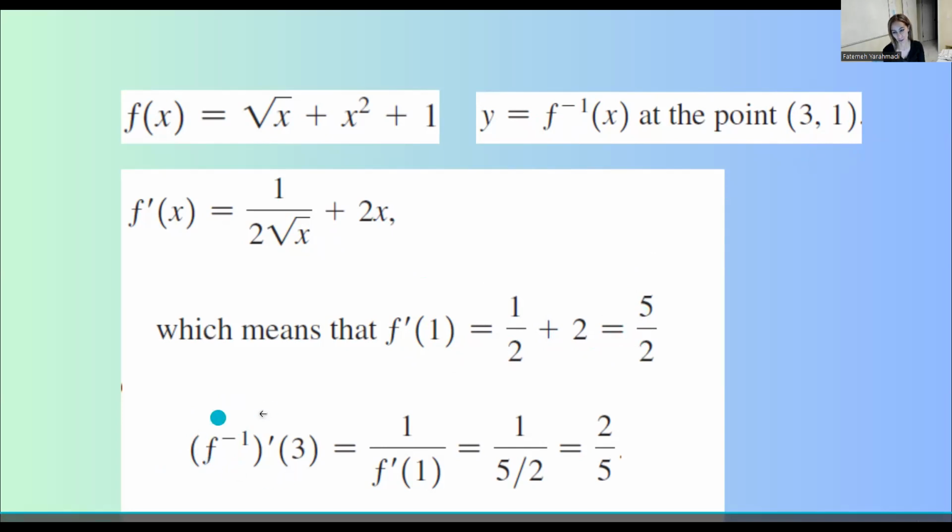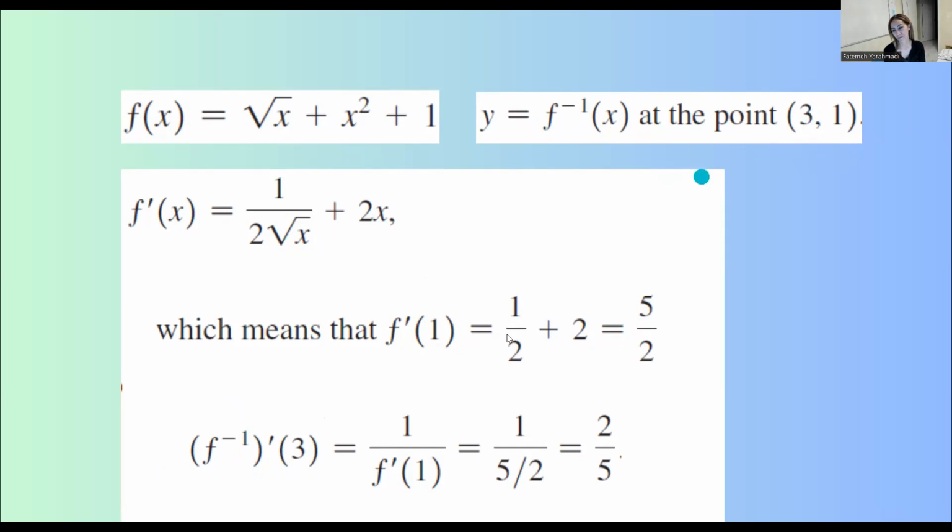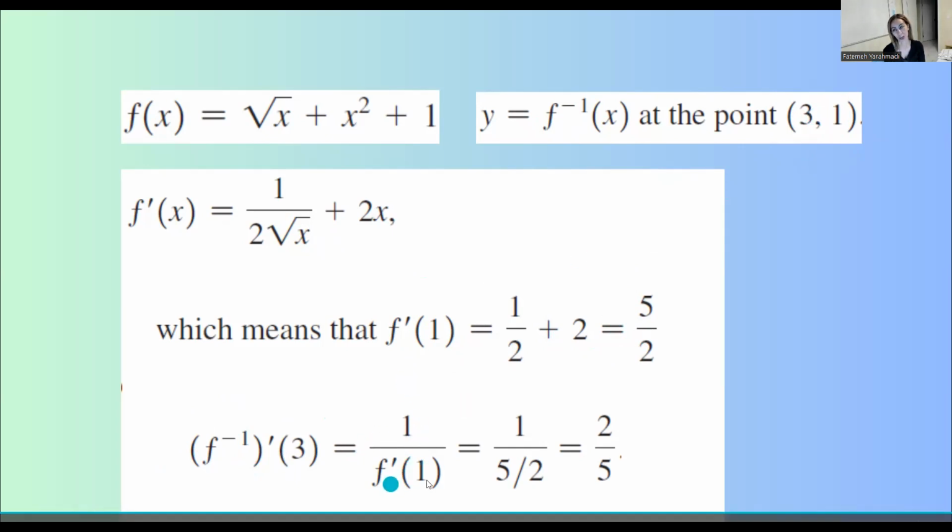So the slope of the inverse function at 3 is equal to 1 over f prime at 1, which is 1 divided by 5 over 2, or 2 over 5.